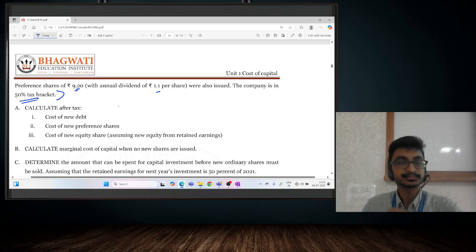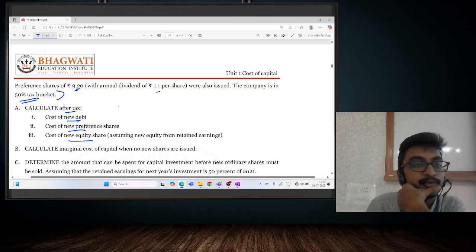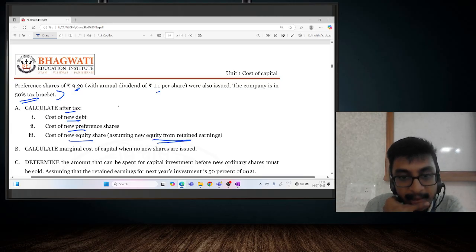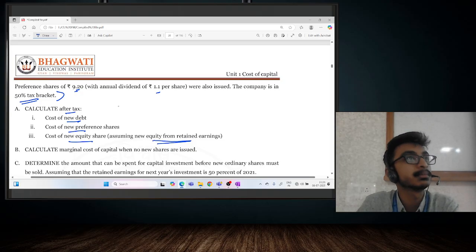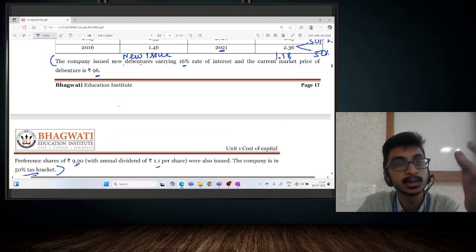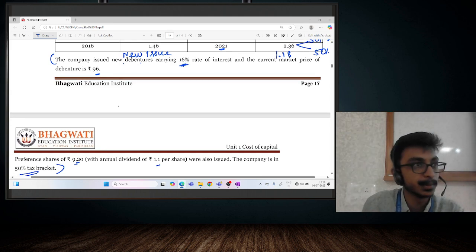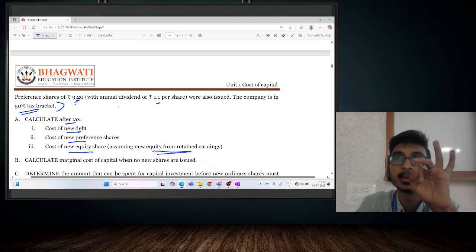Now, the requirement of the question is to calculate the after tax cost of new debt, cost of new preference shares and cost of new equity shares. Now assuming new equity from retained earnings, which means they are raising some additional capital. That additional capital is financed with debentures. The additional capital is financed with 16% debentures and preference shares and also with equity.